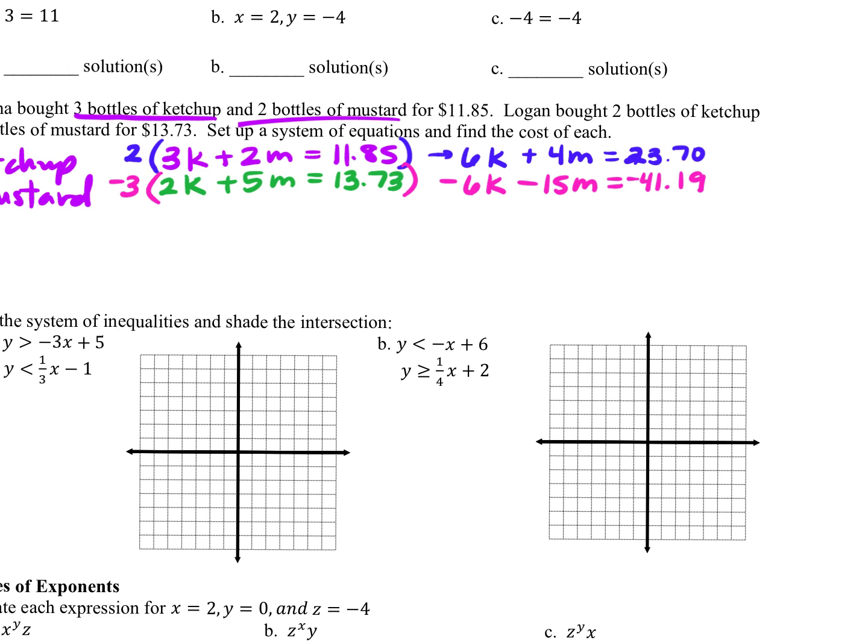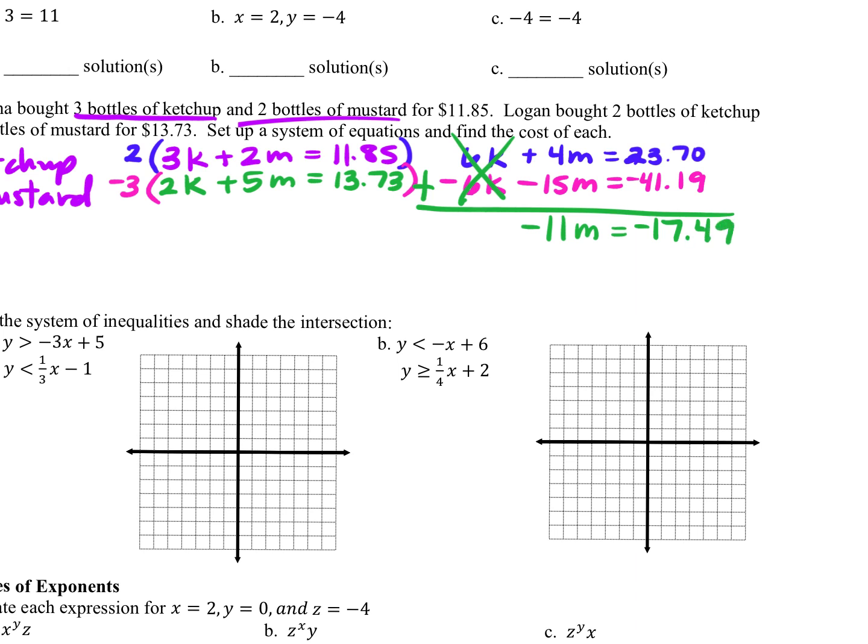Okay. Are you with me on that so far? Okay, so what's your next step? Add them together. If we add these together, it's going to eliminate your K's. 6K plus a negative 6K is 0. 4M plus a negative 15M is what? Negative 11. Just plug that into your calculator. 4 minus 15 is a negative 11M. Okay. And then 2370 plus a negative 4119 is a negative 1749.